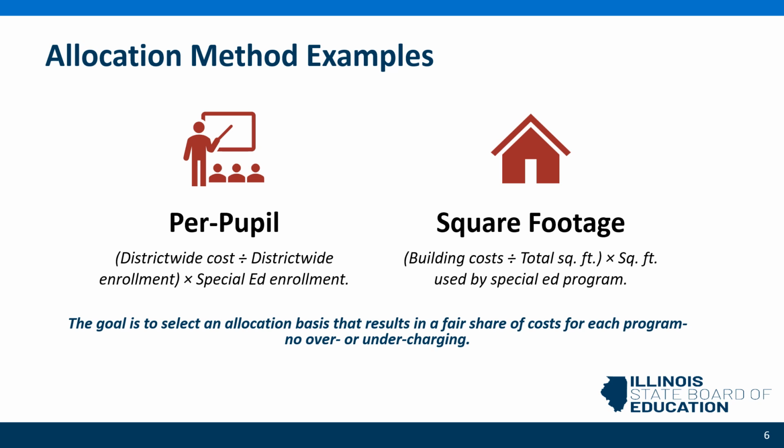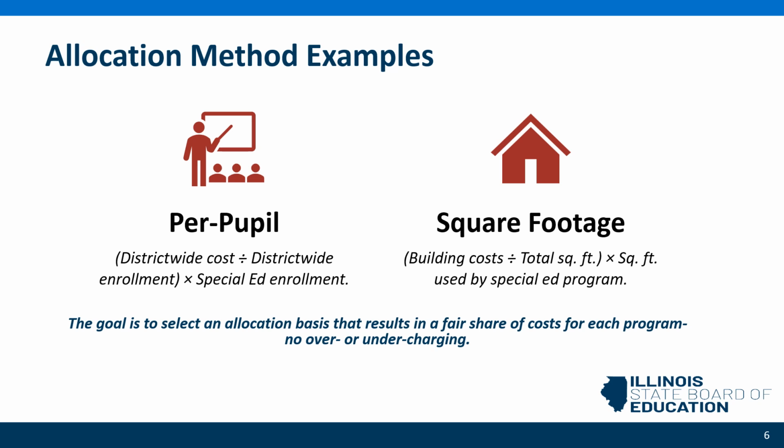For utilities, like electricity, water, costs can be allocated based on total building enrollment. This is referred to as the per pupil method. Using this method, you would divide the total cost by the number of students in the building, then multiply by the number of special education students to determine their fair share. Another common method is square footage.